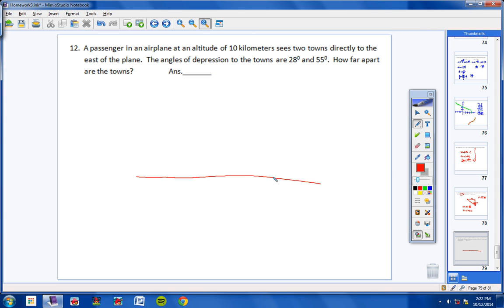Let's see. Here's a city. Here's a city. Here's the airplane. Okay, he's 10 kilometers off the ground, so we'll call that 10. We don't care if our drawing is drawn to scale or not, a big deal. In fact, I would prefer that your drawing is not drawn to scale if it makes your angles big enough to actually see and work with, to be honest with you. So there we go. Now, let's see, the angles of depression are 28 and 55.